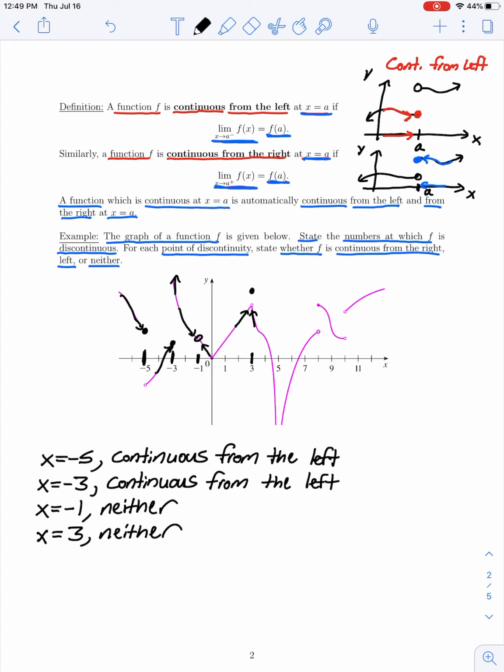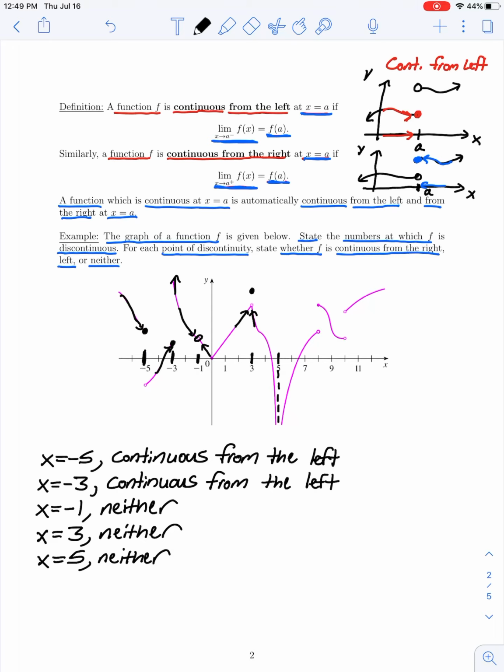Now, our next point of discontinuity is at x equals 5. We see we have a vertical asymptote, and our function is undefined at x equals 5. There is no closed point assigned to the graph of the function for x equals 5. So we have an asymptote, and since the function is undefined at that point, it can be neither continuous from the left nor the right.